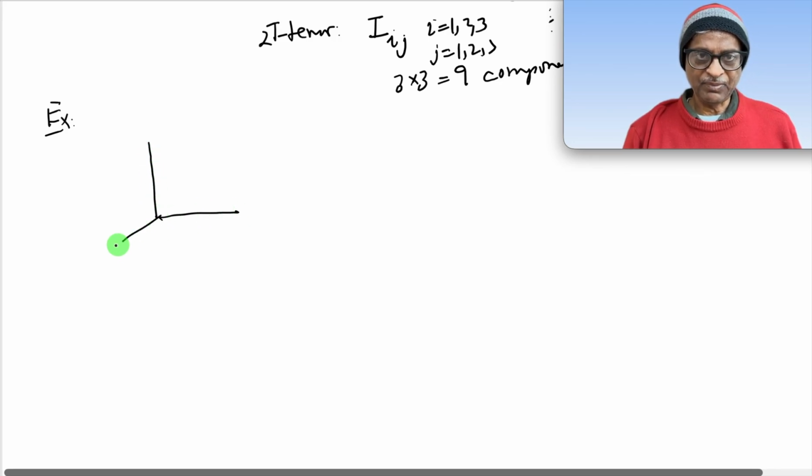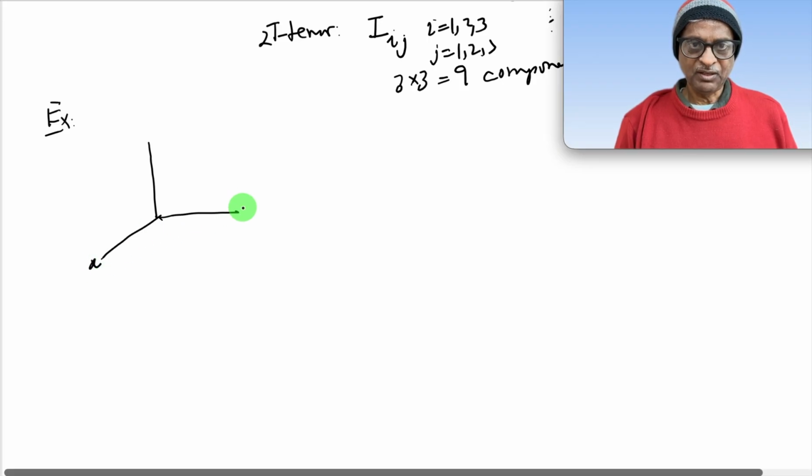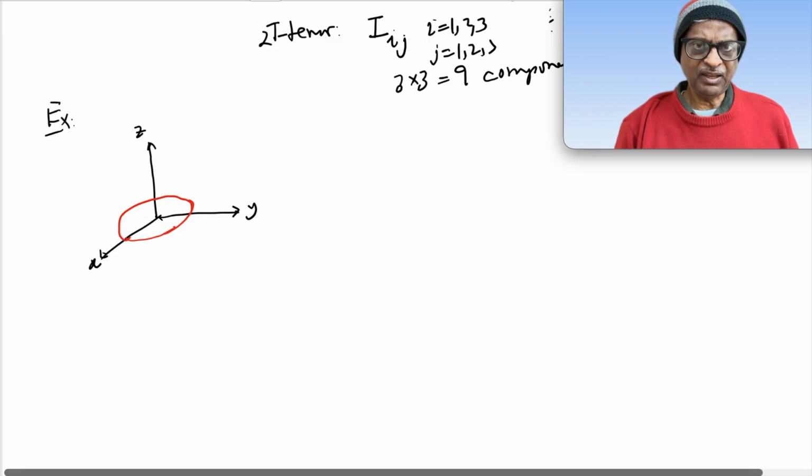Okay, so here is an example like this. I've got the x-axis, the y-axis, and the z-axis, these are the positive directions, and we can say that some point mass is in the xy plane.